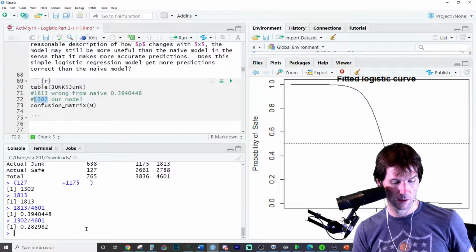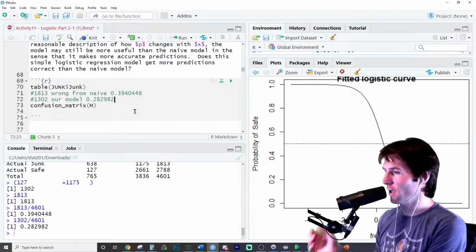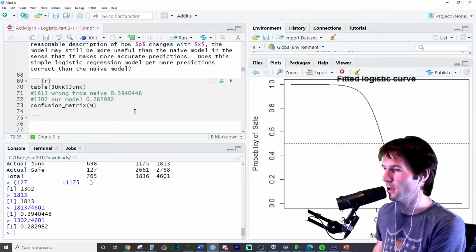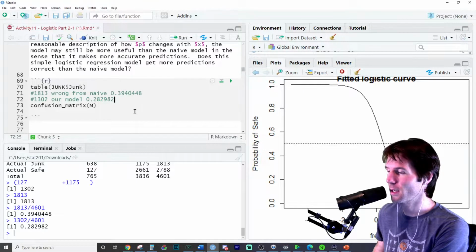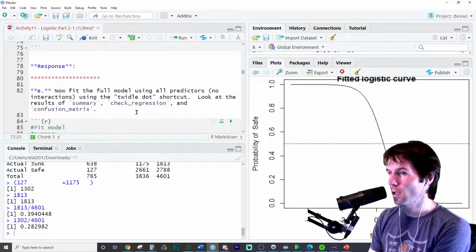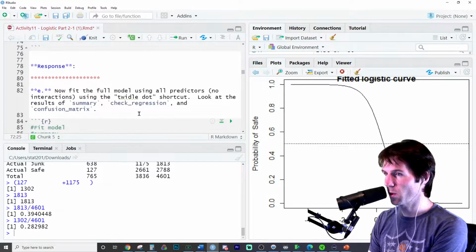It's just a little bit more. So that's a good bit of a difference. Probably if I'm explaining this one, I would say it's about 11% less misclassifications, going down from about 40% to 28% or 39%. Yeah, it's a pretty big difference. We cut down the misclassifications a lot here, and this is because the naive just classifies everything by the majority level. Now fit the full model using all predictors, no interactions, using the twiddle dot.